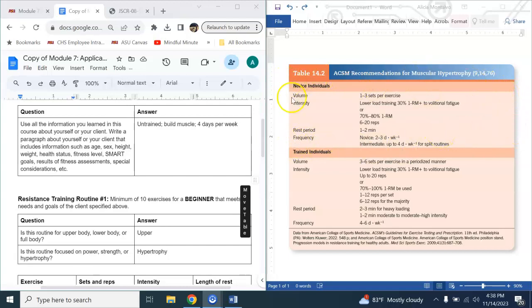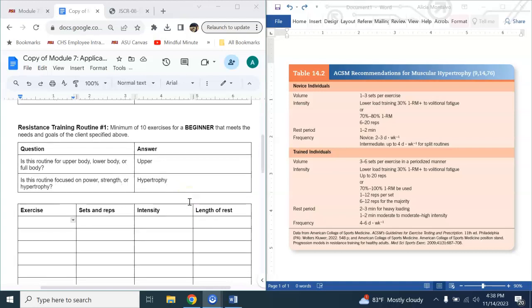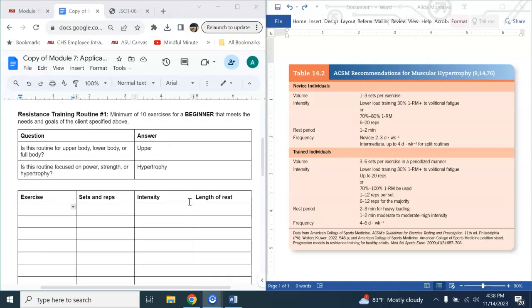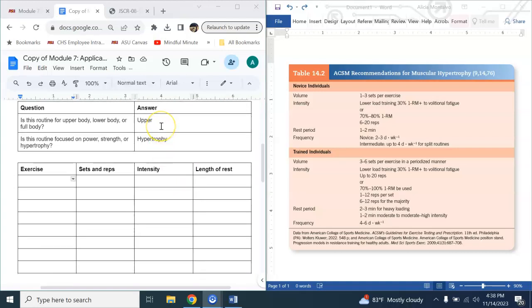Again, this is going to be somebody who's been resistance training for less than 6 months, or somebody who has resistance trained but has not resistance trained recently. So maybe within the last couple of months. So they lost all their adaptations to training. All right, so now we're going to do this upper body routine.